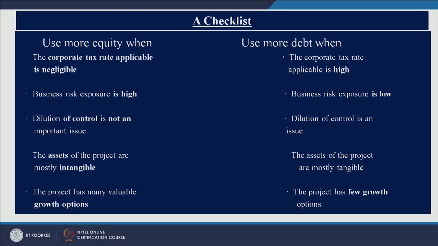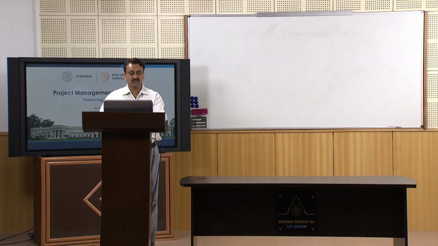If the assets of the project are intangible, go for equity, otherwise debt. If the project has many valuable growth options, it is good to go for equity, otherwise go for debt if the project has very few growth options, right. So, this is a checklist for determining the debt to equity ratio.